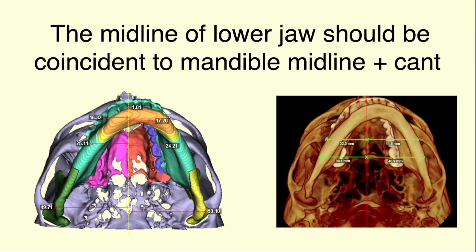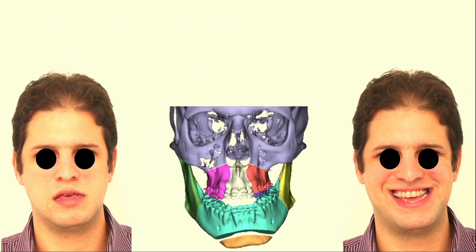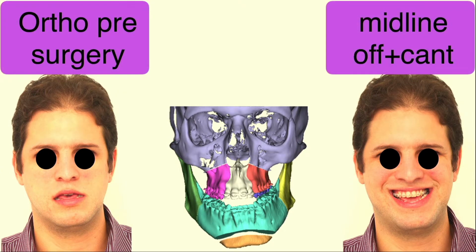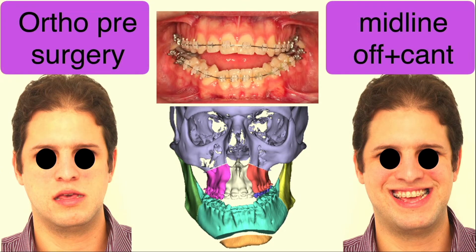I need to understand that the midline of the lower jaw should coincide with the mandible midline, plus the cant. Because I have two kinds of discrepancy in this mandible. I have the midline discrepancy laterally, medially, and I have a vertical discrepancy. So I have a plus. It is not totally from the lateral medial point of view. And I need to understand this to plan my case correctly.